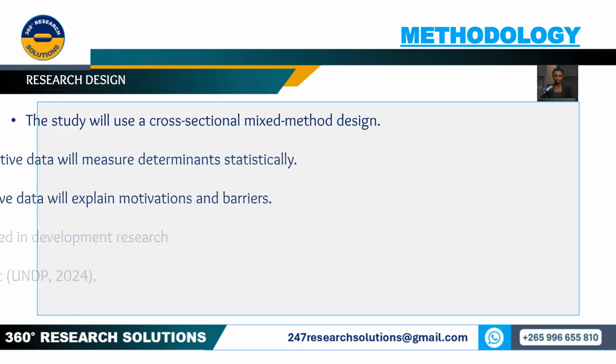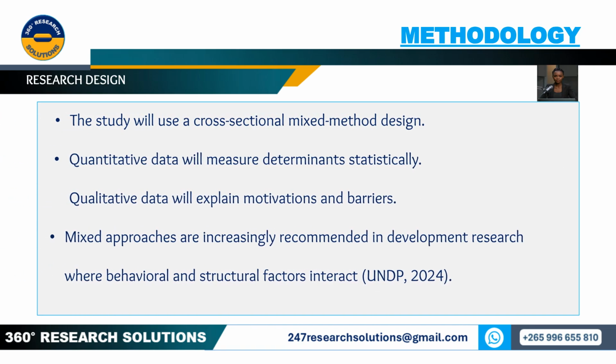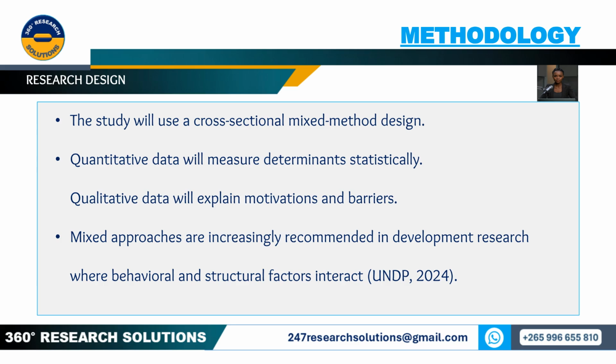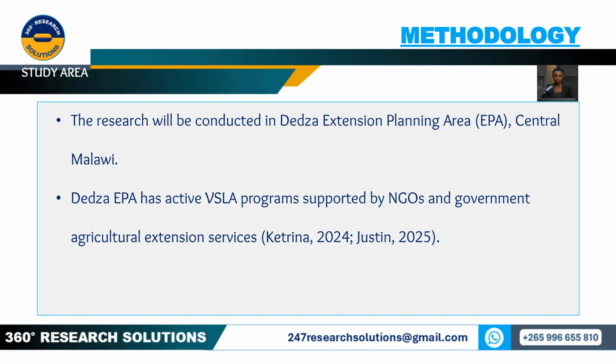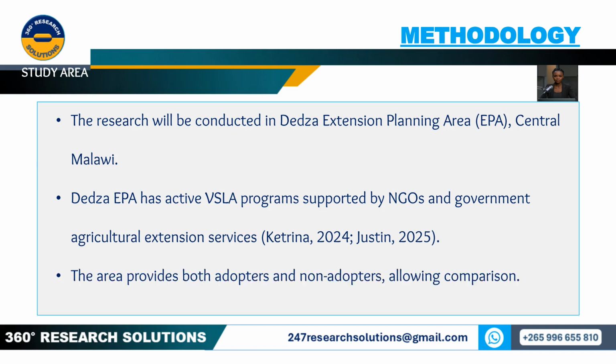For the research design, the study will use a cross-sectional mixed method approach. Quantitative data measures determinants statistically, while qualitative data explains motivations and barriers. This combined approach is recommended where behavioral and structural factors interact. The study area will be Dedza Extension Planning Area, Central Malawi. This area is chosen because it has active VSLA programs and provides both adopters and non-adopters for comparison.